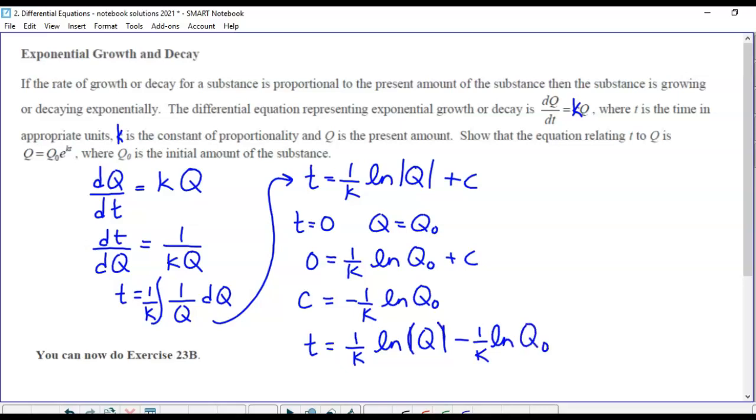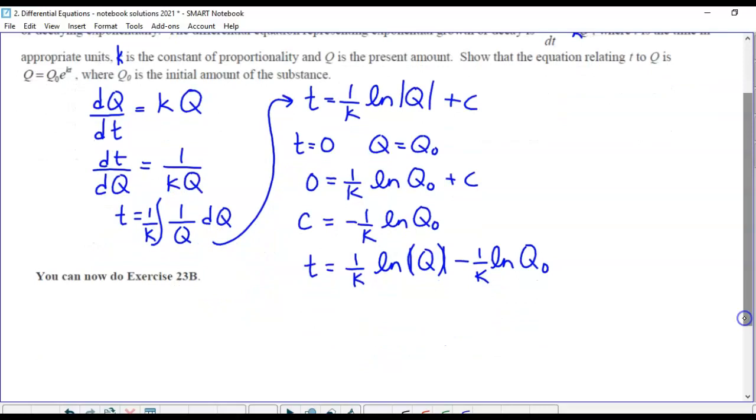you can, as I said, you can keep round brackets for that if you want. Now let's factor out 1 over k, and then we'll have subtractions of natural logs. So we can show that as Q over Q naught. Okay, that's t. Now we want to get Q by itself. So that means we want to get this logarithm by itself. So I'm going to multiply both sides by k.